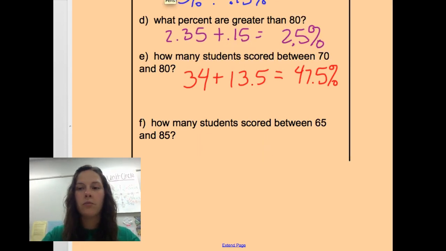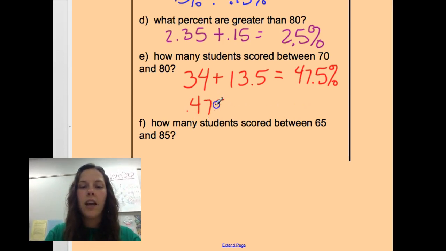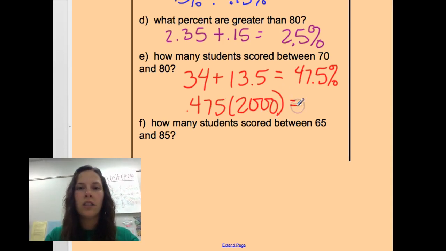Give myself a little more room to work here. We're going to take our percent, turn it into a decimal, and multiply by the number of students that took the test. So in the question, it said 2,000 students took this test. So this gives us a total of 950 students scored between 70 and 80. Last question, something similar. How many students scored between 65 and 85?